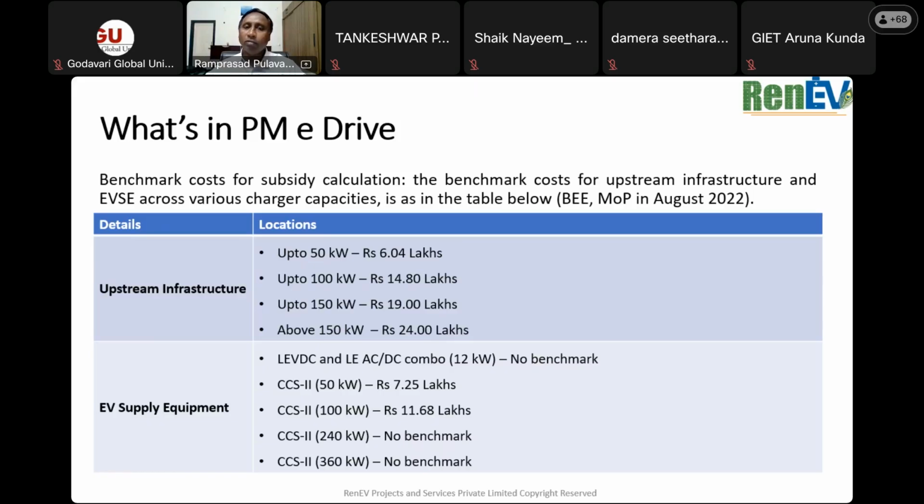Right now, Government of India has given benchmarks for only 2 types of chargers. One is up to 50 kW DC charger, 7.25 lakhs, and 100 kW CCS2, again a DC charger, it is 11.68 lakhs. So it's an excellent opportunity for government college, engineering college facilities. If anybody is there from a government engineering college, they can take note of this and try to pursue it.